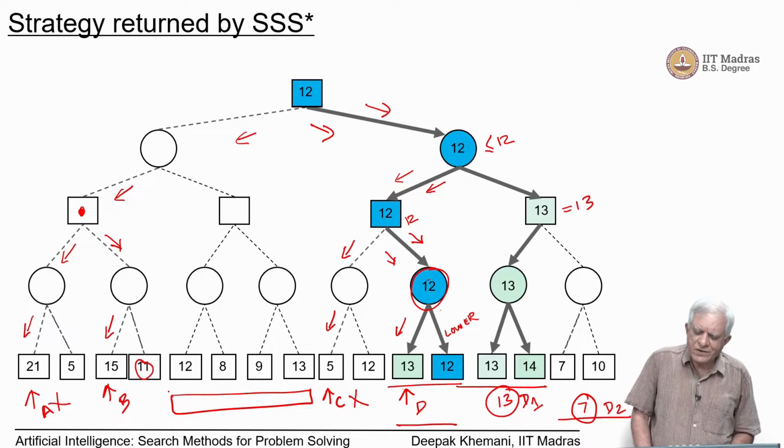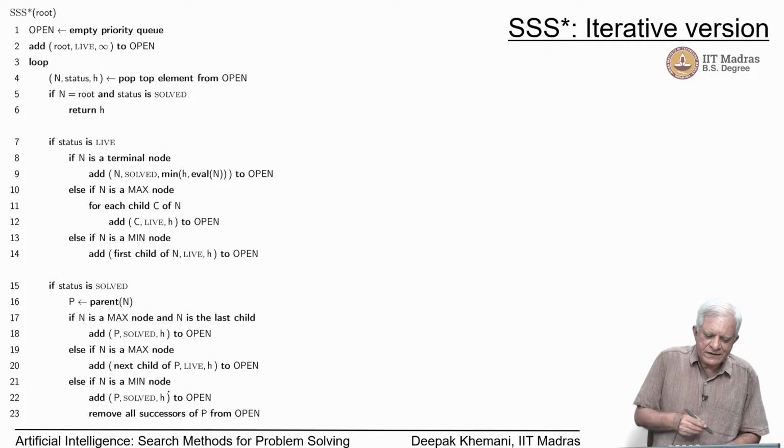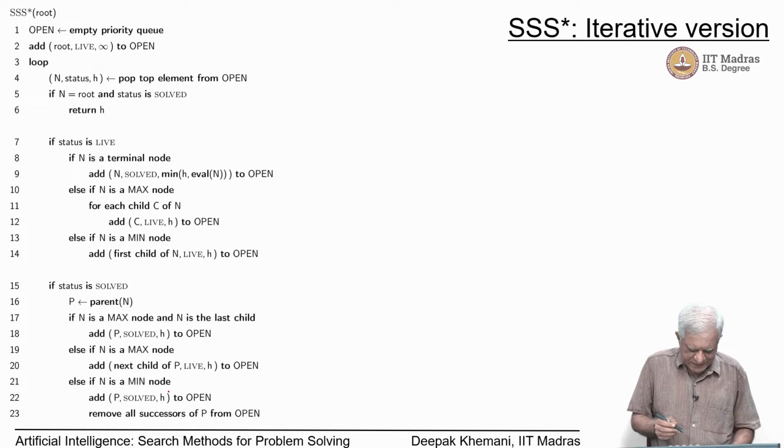Okay, so we got a rough idea of how SSS star works. So let us now move on to looking at the algorithm itself, and this algorithm that we are looking at is an iterative version, and it works in 3 phases, as we will see.